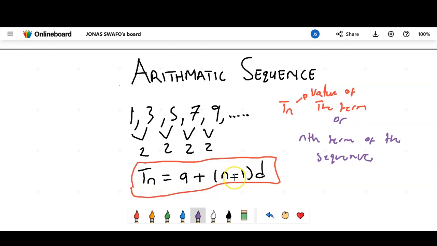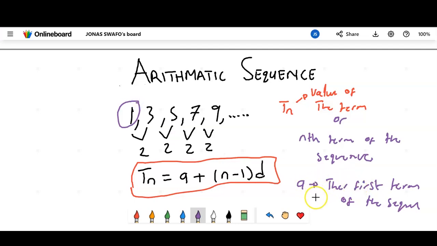So either way, however they phrase it, they all mean Tn. The second one, we're going to look at the A, right? What is our A? Our A is the first term of the sequence, right? When we look at this sequence above, the sequence of odd numbers starting from 1, we can see the first term is this, right? So meaning A is the first term, or you can also write it as T1.